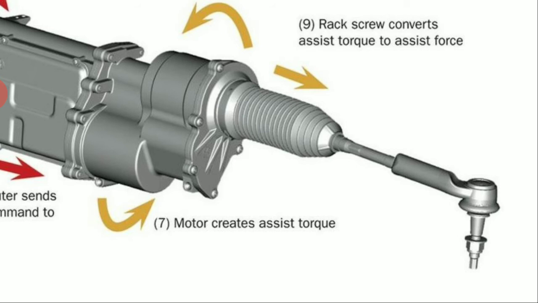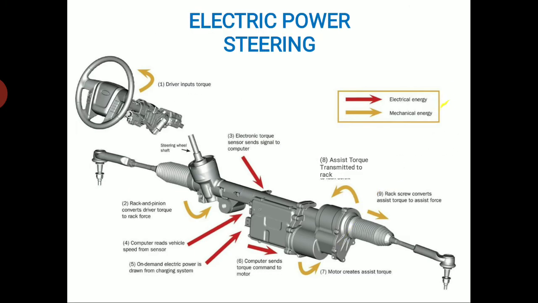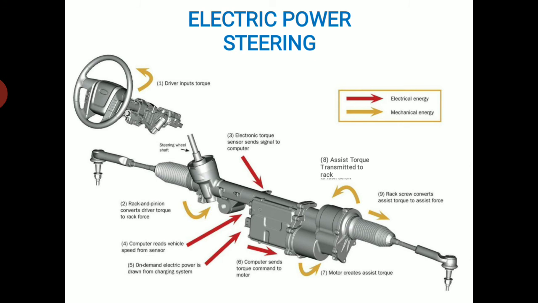Okay. If a failure occurs, suppose the motor fails, there is one arrangement provided: a separate gear mechanism. Directly it is converted to the rack and pinion arrangement. If the steering is rotated, that shaft is connected directly to the rack and pinion arrangement. Okay. In the animation you can clearly visualize these things. This is how the electrical power steering working principle goes.